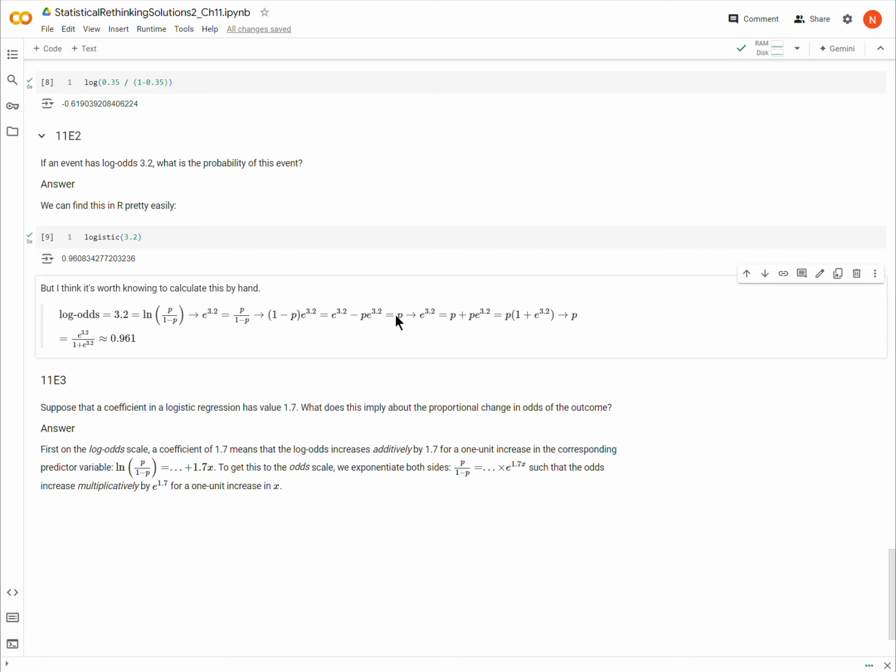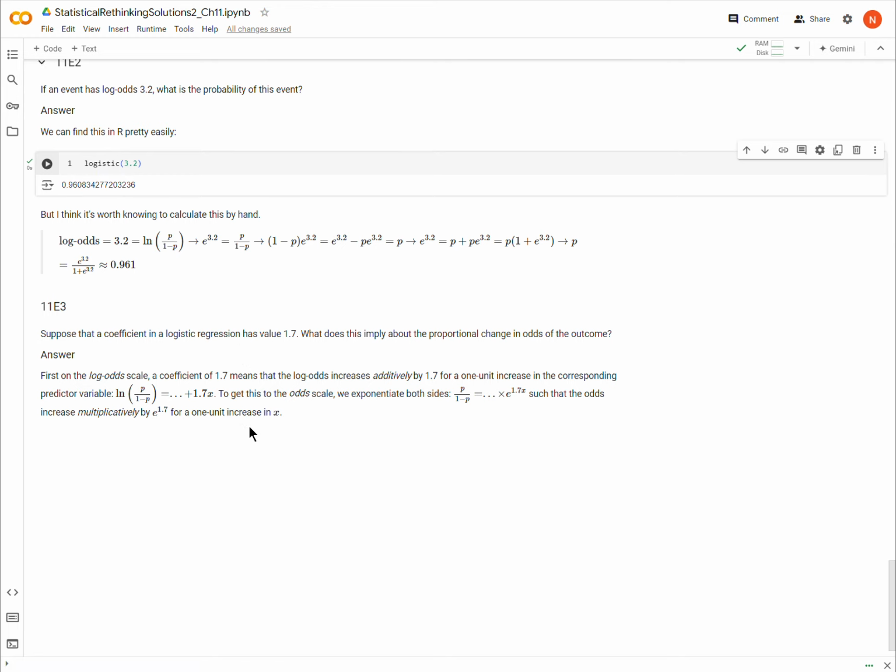I still want to get p all by itself, so I'm going to add the p e to the 3.2 over. Now I have e to the 3.2, because I've added it from this side, equals p plus p e to the 3.2. Now I'm going to take out the common factor, which is p. So now I have p times 1 plus e to the 3.2, and p equals e to the 3.2 divided by 1 plus e to the 3.2, and we get this value right here, which agrees with our R calculation.